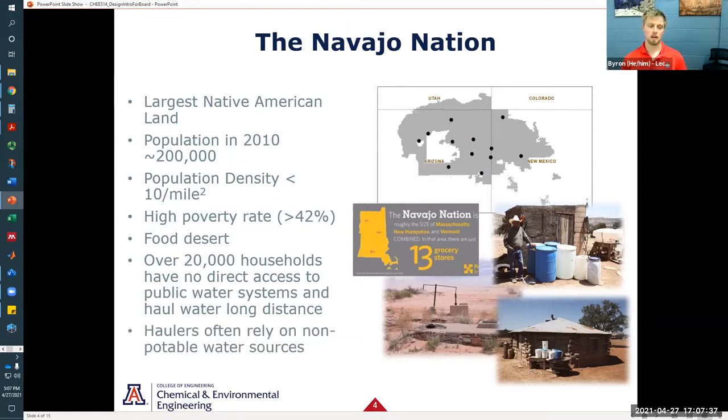Haulers often rely on non-potable water resources. If you can imagine, if you have to travel hundreds of miles and spend hours out of your day just to haul water, and there's a well that's very close to your land, or even on your land, you might pull from that instead. Unfortunately, those salts and the water quality may be such that you're exposing yourself to heavy metals or even carcinogens or radioactive materials. So if we can find a way to treat that water or have water that's easily accessible, so much better for the population.